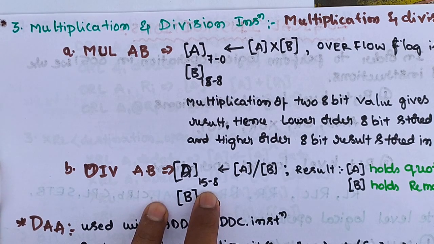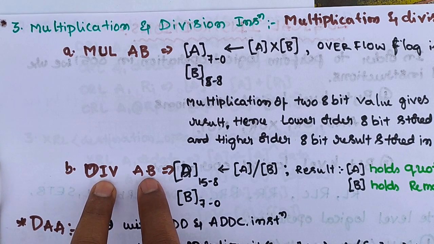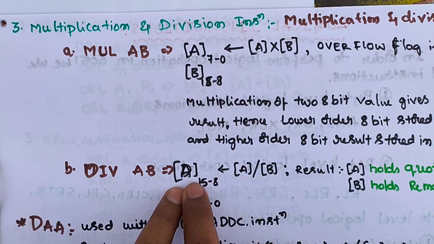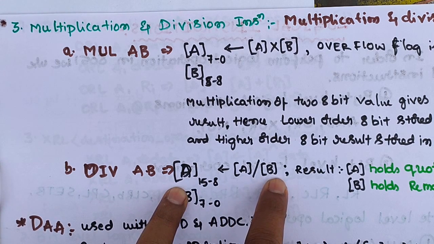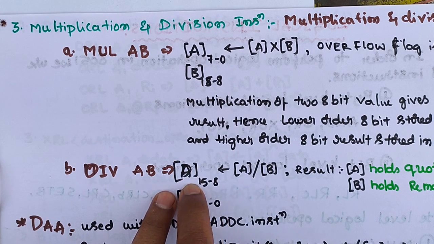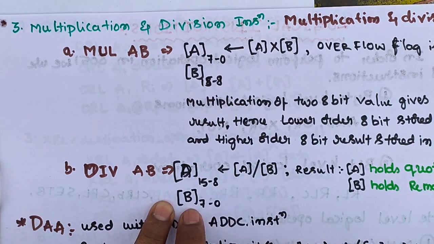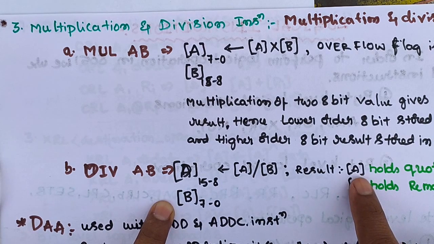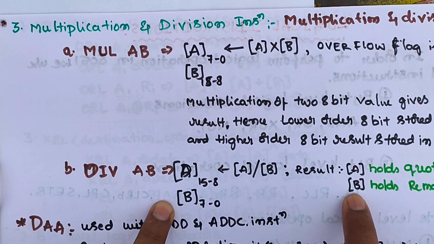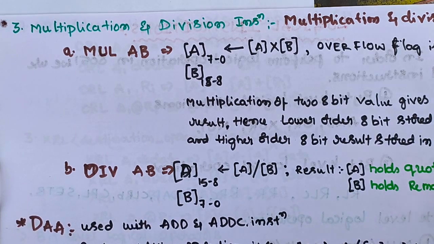Similarly, in division, the DIV AB instruction means the value of A is divided by B. The higher order result is stored in the accumulator and the lower order byte in the B register, the reverse of the multiplication operation. The accumulator content holds the quotient and the B content holds the remainder.